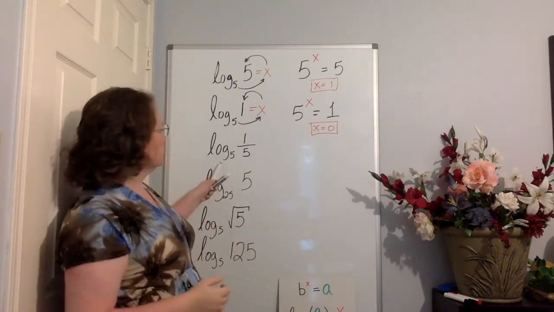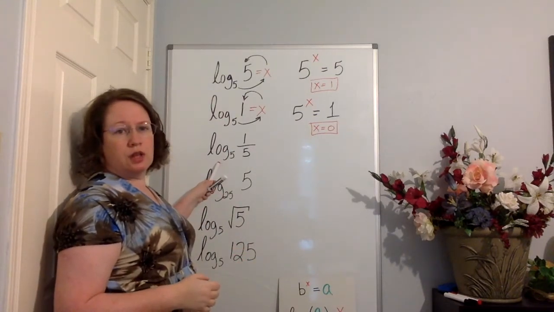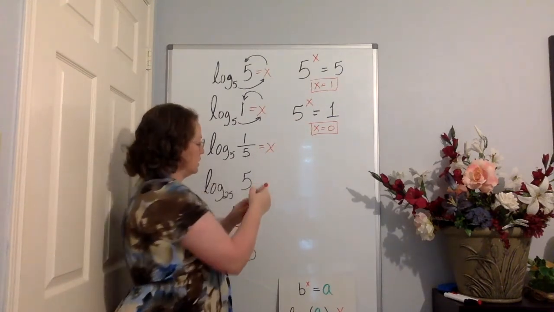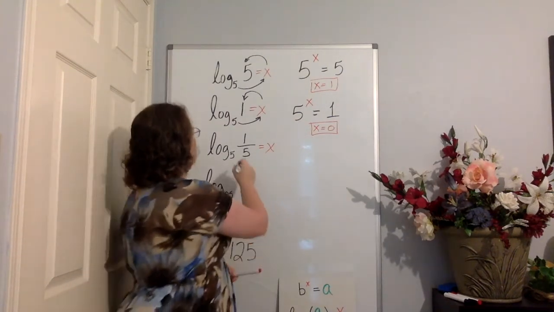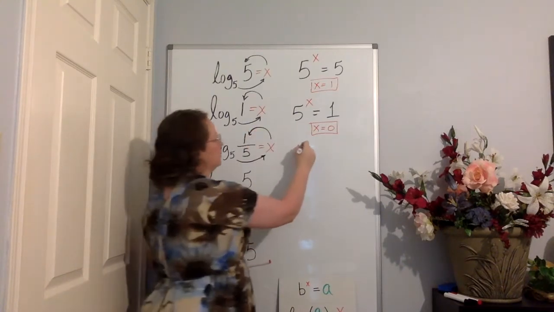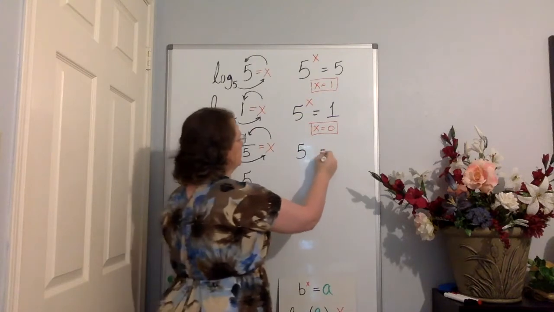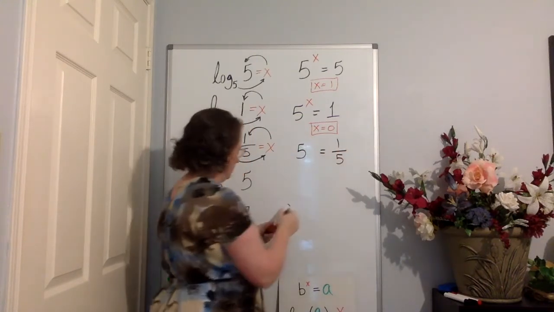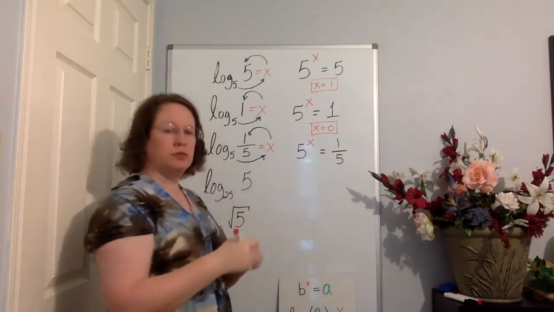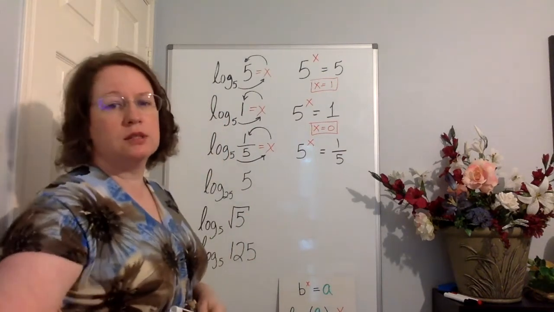Same thing. We got to start here. There's our log. What's our base? We're going to pretend there's an x out there. So I have 5 to the x equals 1/5. 5 to the x power. Okay, so again, got to go back to the exponent rules.